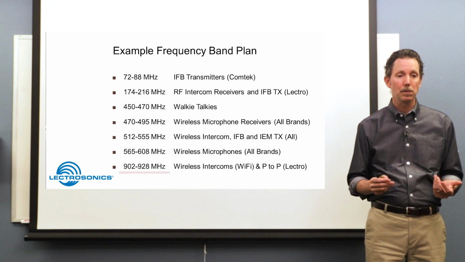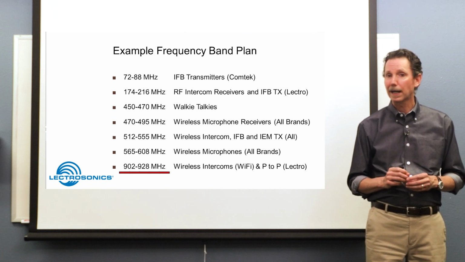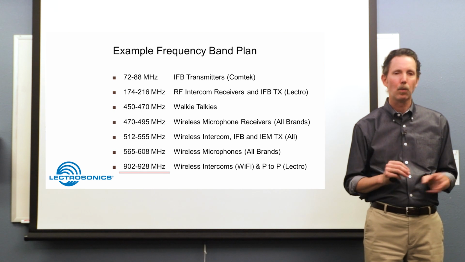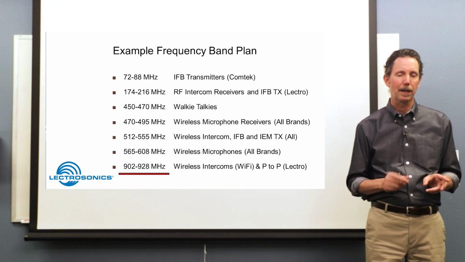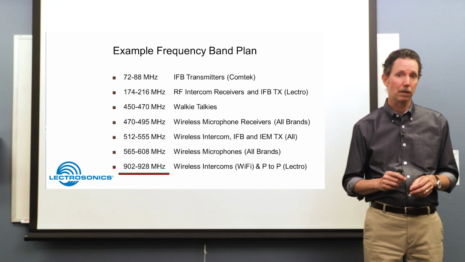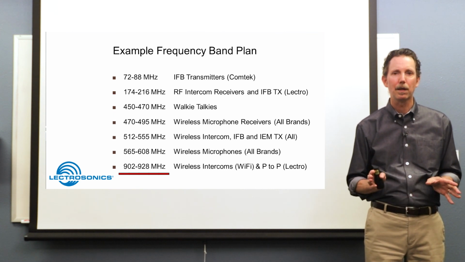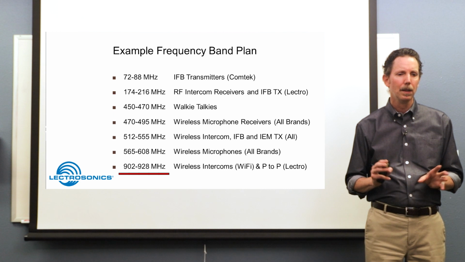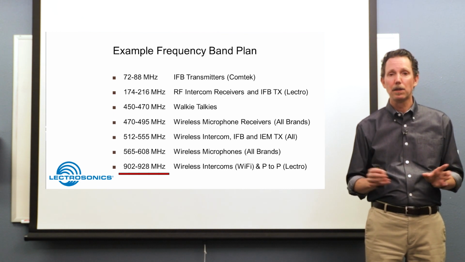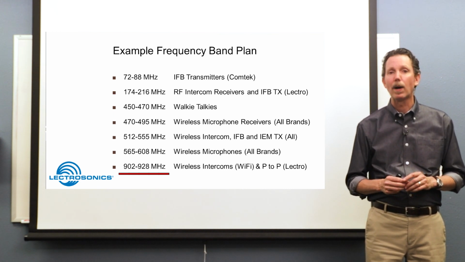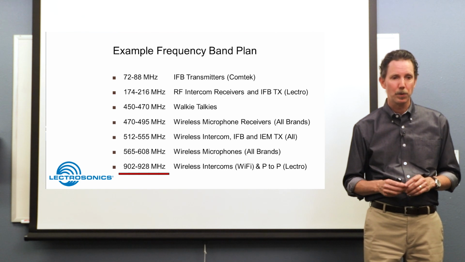Then there are some systems in the 902 to 928 range. This is one area where you're going to share spectrum probably with wireless DMX for your lighting and maybe a couple other things. There's even a cordless phone in that band. So, and a number of your wireless intercoms would be in that frequency band.